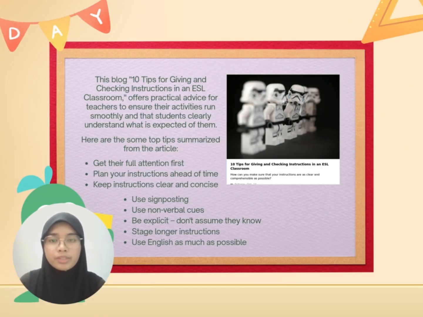The last one is use English as much as possible. Give instruction in English wherever possible and phase out the use of the students' first language over time, to minimize the first language in the classroom.